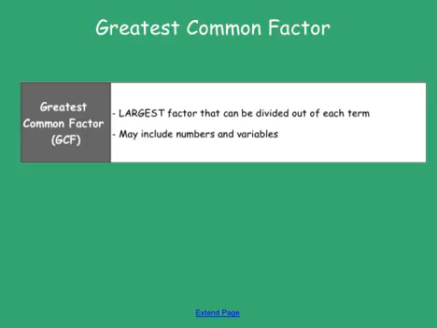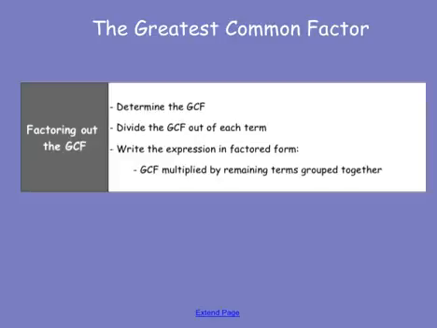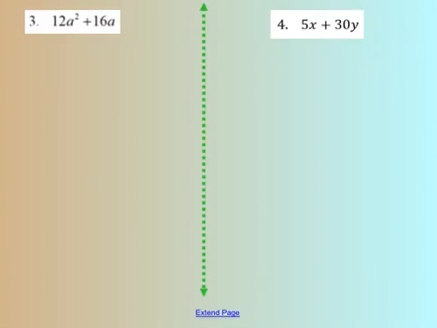So now we're going to work the other way. Greatest common factor: the largest factor that can be divided out of each term, which may include numbers and variables. To determine the GCF, divide the GCF out of each term, and write the expression in factored form: GCF multiplied by the remaining terms grouped together. So we want things divided out now. Let's keep working on this.